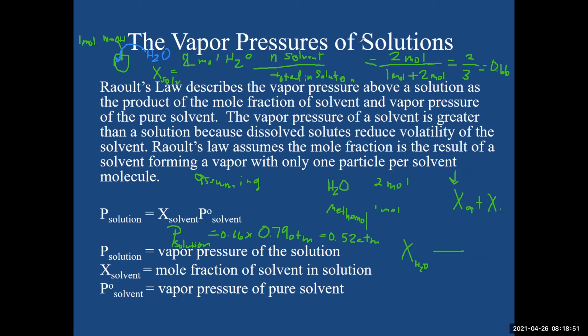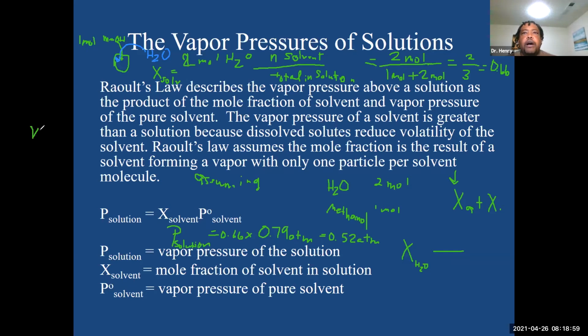Where'd you get the 0.79 from? That's going to be given to you. Usually the vapor pressure is given to you. So I was assuming that the vapor pressure was 0.79. Good question.